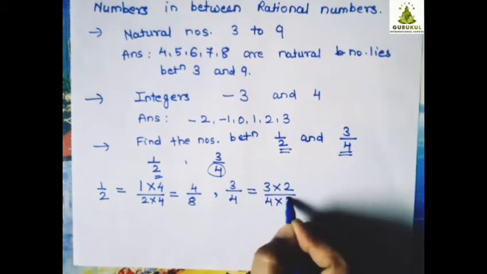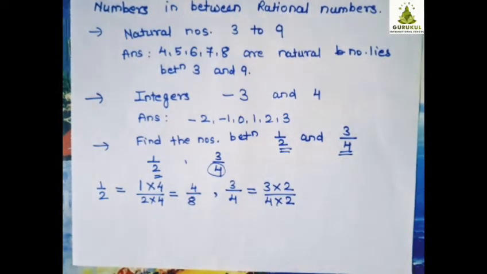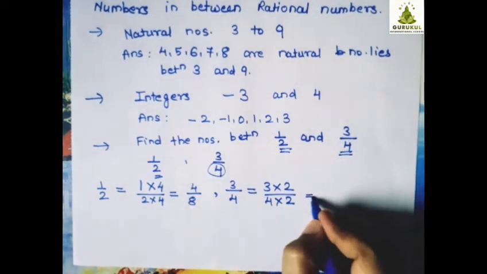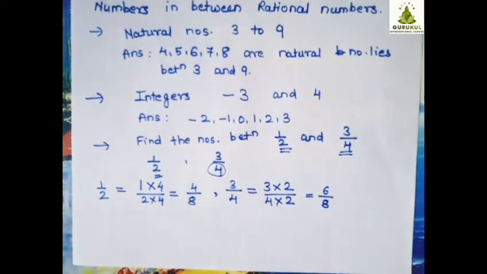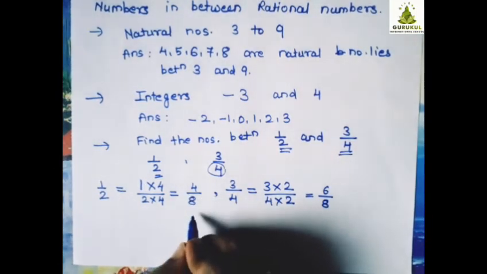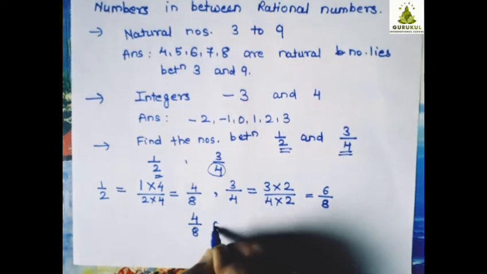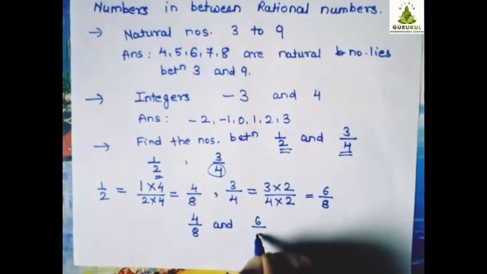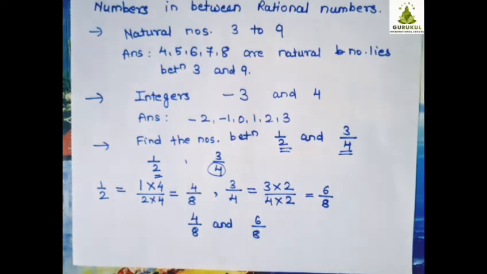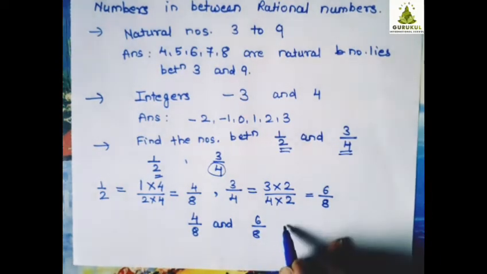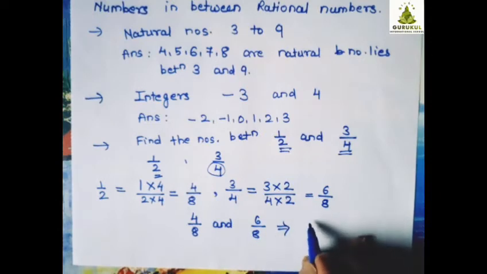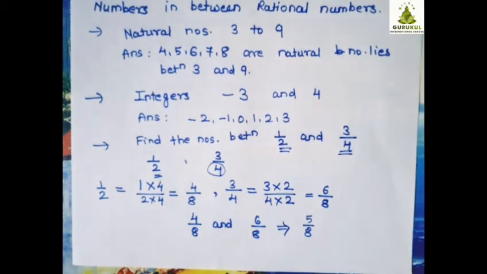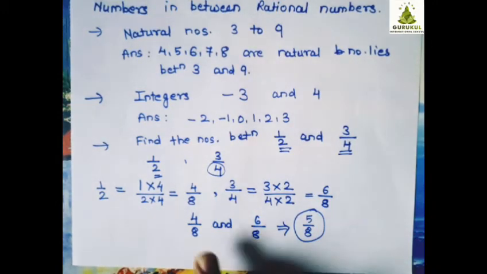So, it will be 6 upon 8. Okay. So now we got the numbers 4 upon 8 and 6 upon 8. Now, once the denominators are equal, we can easily tell the number that lies between them: between 4 upon 8 and 6 upon 8 is 5 upon 8. Okay. So, we can tell that this will be the answer, and this is how we have to solve this sum.